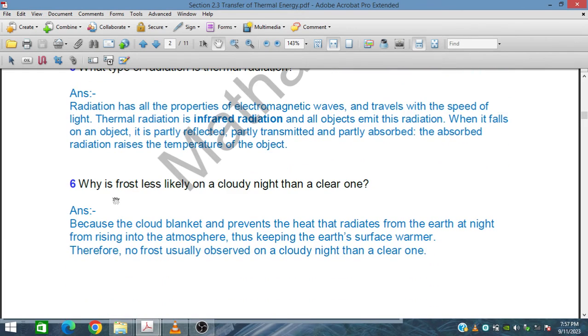Why is frost less likely on a cloudy night than a clear one? Frost is less likely on a cloudy night because the clouds act as a blanket and prevent the heat that radiates from the earth at night from rising into the atmosphere. This keeps the earth's surface warm. So this gives a blanketing effect, and as a result the temperature of the earth's surface will be warmer. Therefore frost is usually not observed on a cloudy night as compared to a clear one.